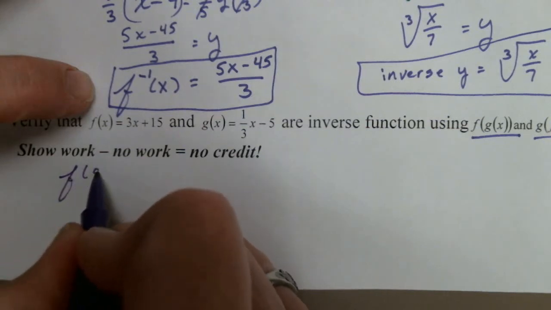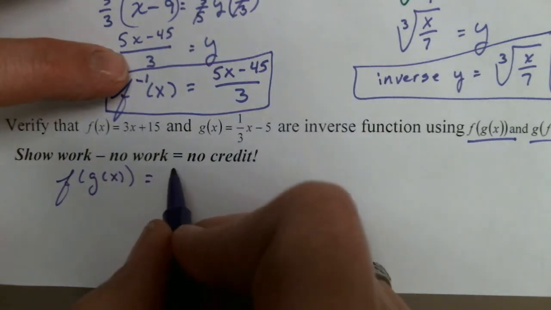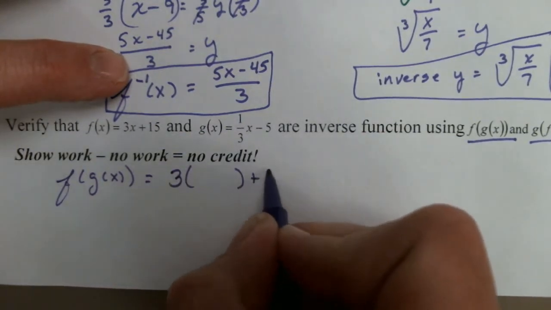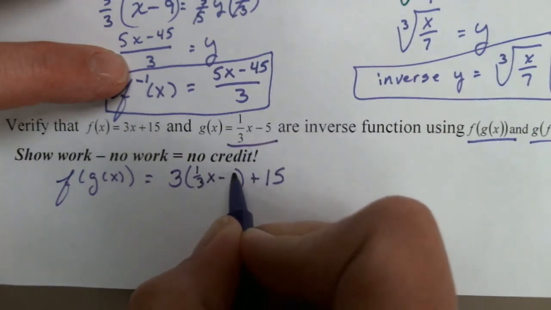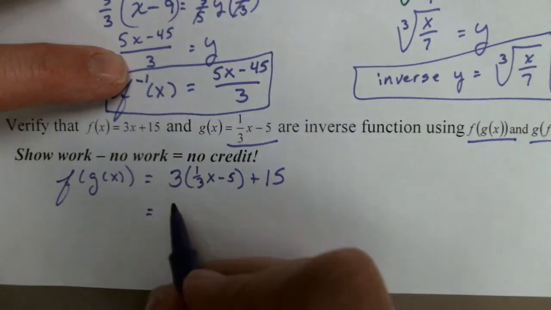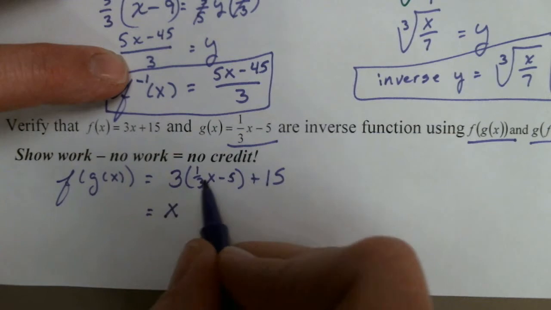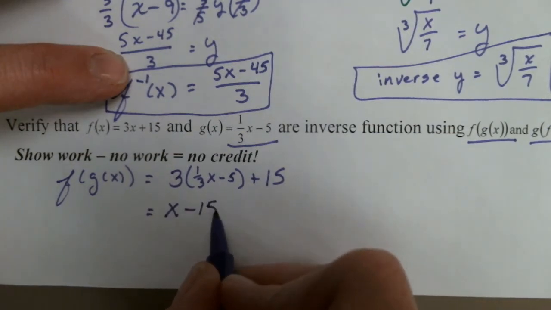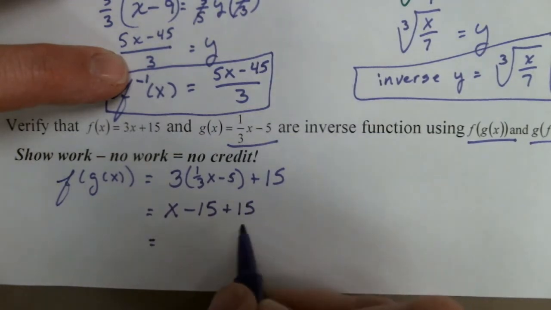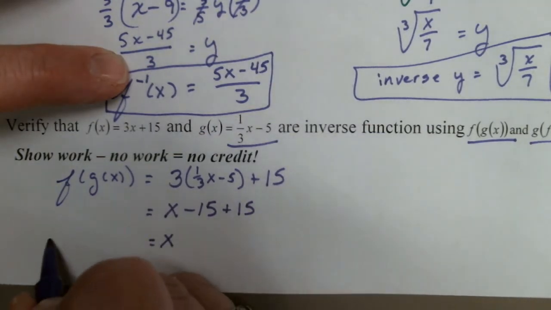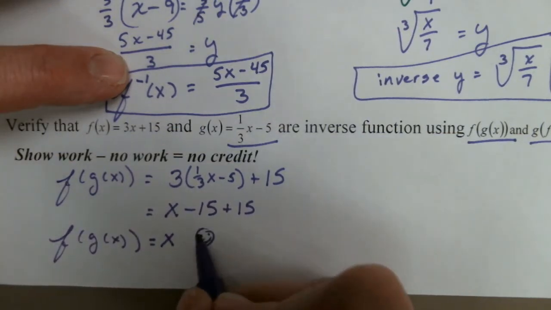So let's do f of g of x to start with. So f of x is 3 times x plus 15. Now instead of x, we're putting in this whole g of x, 1/3 x minus 5. Okay, to simplify this, we distribute the 3. 1/3 times 3 is 1, so we end up with x. 3 times negative 5 is negative 15. Okay, and then we have the plus 15 on the outside. Well, negative 15 plus 15 is 0, so we just end up with x. So f of g of x equals x. Okay, yay. So that works for the first point.